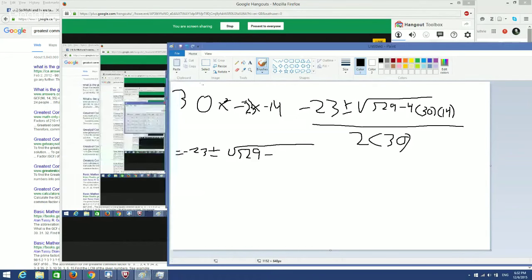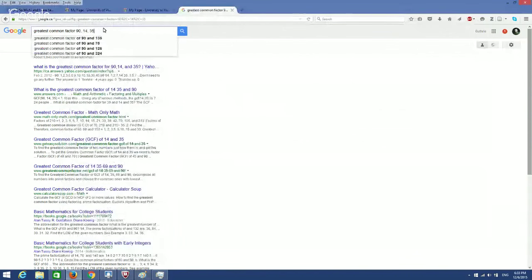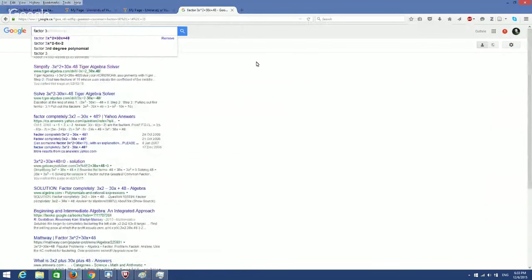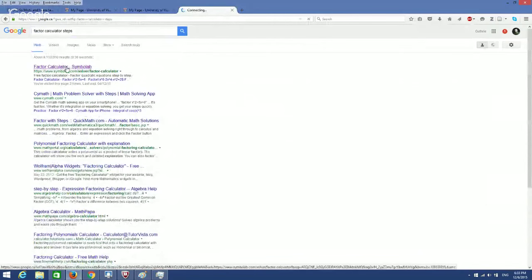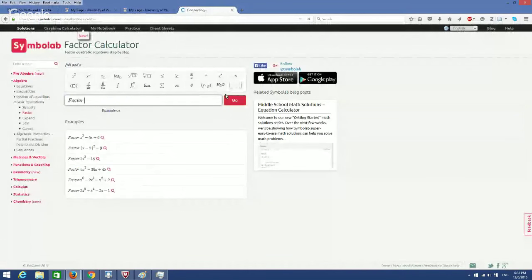This formula does not apply immediately because I forgot about one key factor. No, I have to use the grouping technique. This is going to be a pain. Sorry, bear with me here. So 30x squared minus 23x minus 14. I need to double check something here. So this is going to take a sec. Where's my factor calculator? Factor calculator steps. I'm going to go straight to this one and get it because I think I messed up something here.